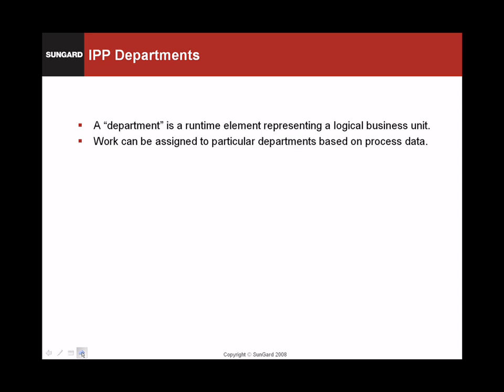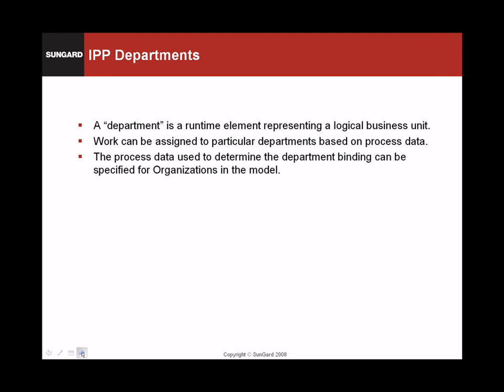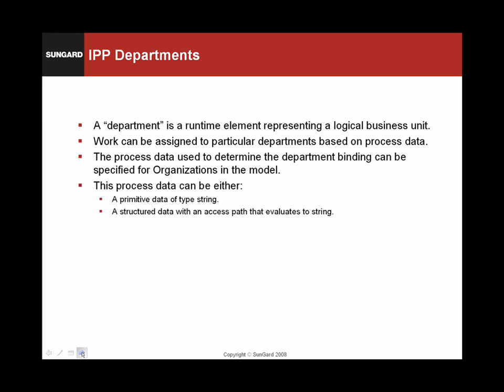Let's discuss a few key points about departments. A department is a runtime element representing a logical business unit. Work can be assigned to particular departments based on process data. The process data used to determine the department binding can be specified for organizations in the model. This process data can be either a primitive data of type string or a structured data with an access path that evaluates to string.